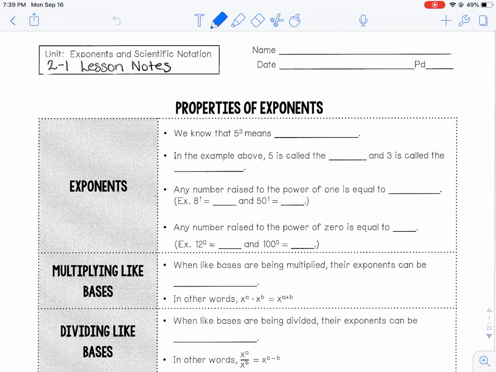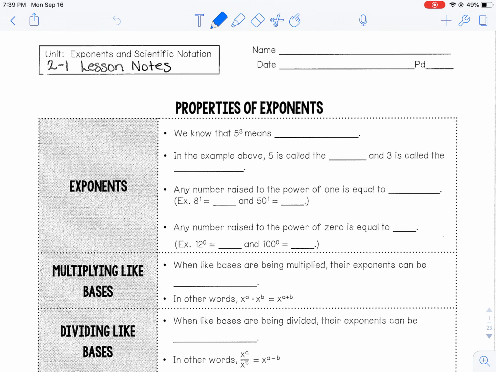Third rule, when like bases are being multiplied, their exponents can be added together. So if we have x to the a power times x to the b power, then you would add the a plus b. We're going to do some examples of those in a little bit.